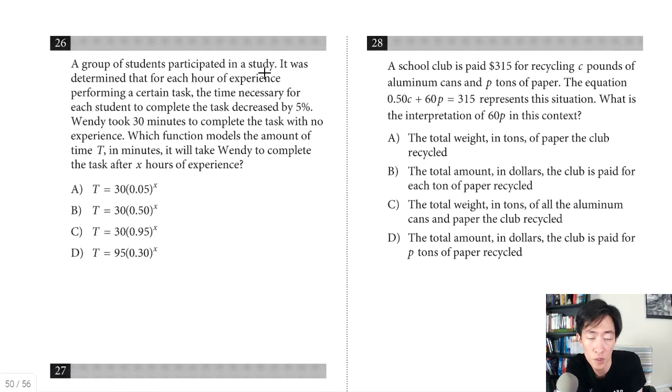26. A group of students participated in a study. It was determined that for each hour of experience performing a certain task, the time necessary for each student to complete the task decreased by 5%. Wendy took 30 minutes to complete the task with no experience. Which function models the amount of time in minutes it'll take Wendy to complete the task after X hours of experience? So these are all exponential functions.